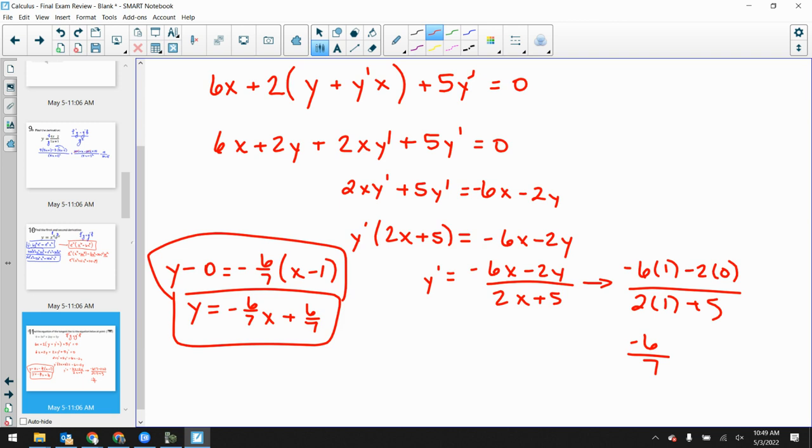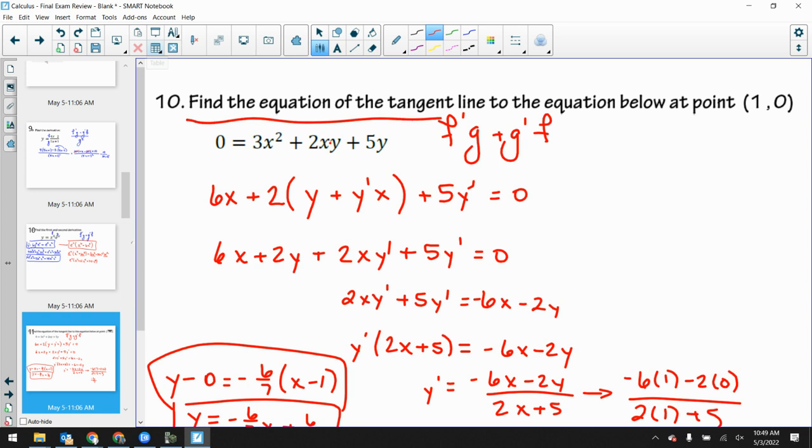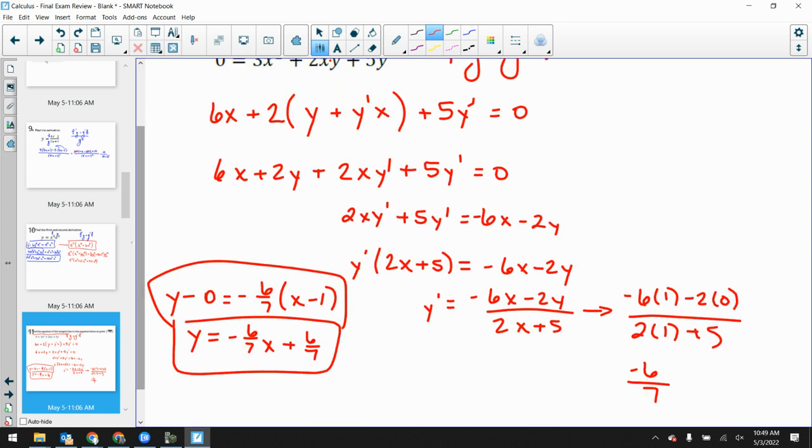Wait, why did we do that part again? Because I wanted to find the equation of the tangent line. Oh, yeah. It wasn't enough just to find the slope. I had to then say, okay, what is the actual equation of the tangent line? Questions there?